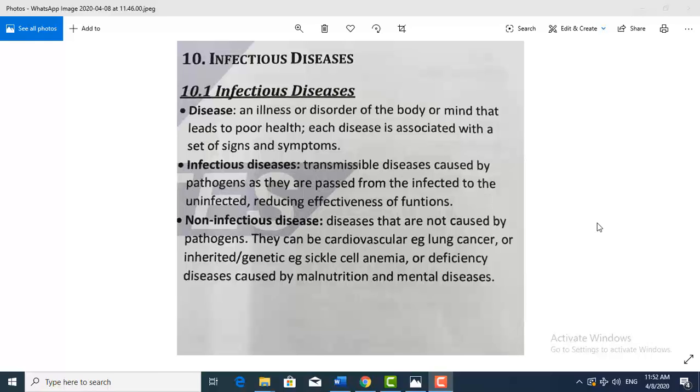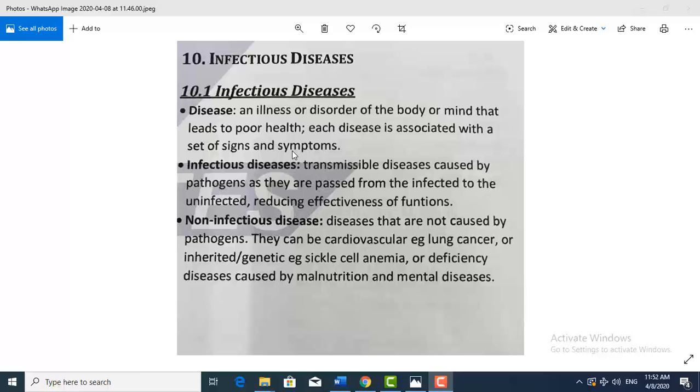Okay then, what does an infectious disease differ from a non-infectious disease? The infectious disease can be transmitted from one person to another. So here, a disease in general is an illness or a disorder of the body or mind that leads to poor health. Each disease is associated with a set of signs and symptoms.